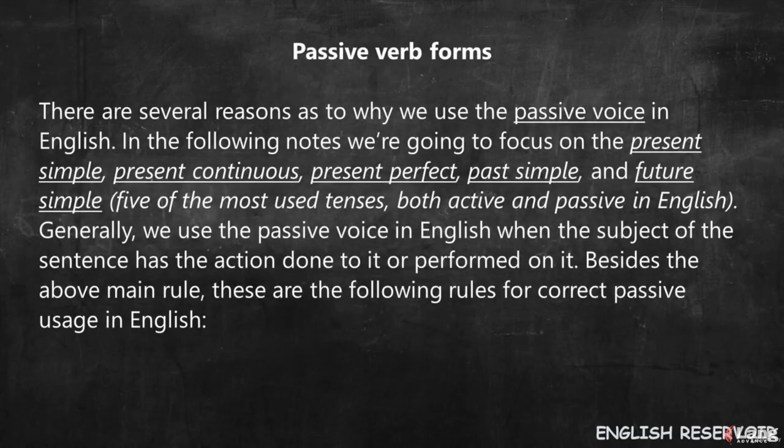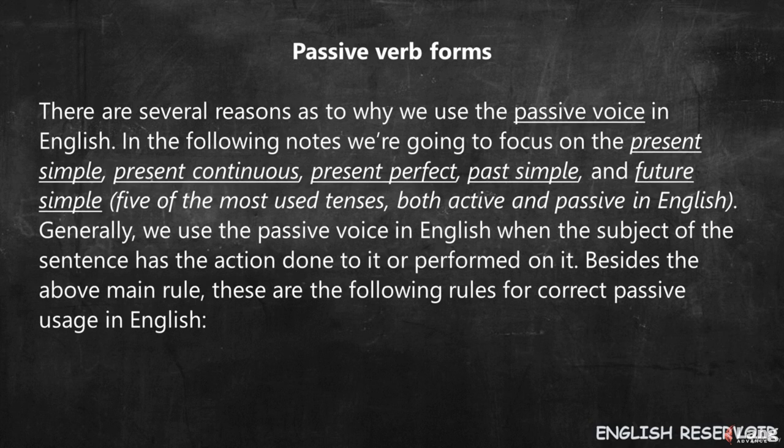Passive verb forms. There are several reasons as to why we use the passive voice in English. In the following notes, we're going to focus on the present simple, present continuous, present perfect, past simple, and future simple. These are the most used tenses, both active and passive, in English. Generally, we use the passive voice in English when the subject of the sentence has the action done to it or performed on it.